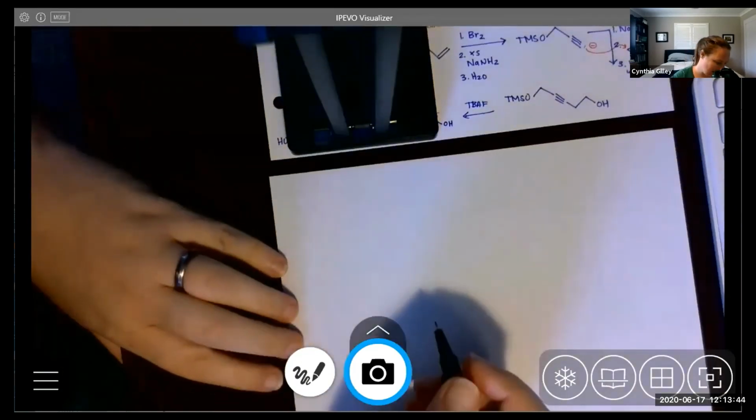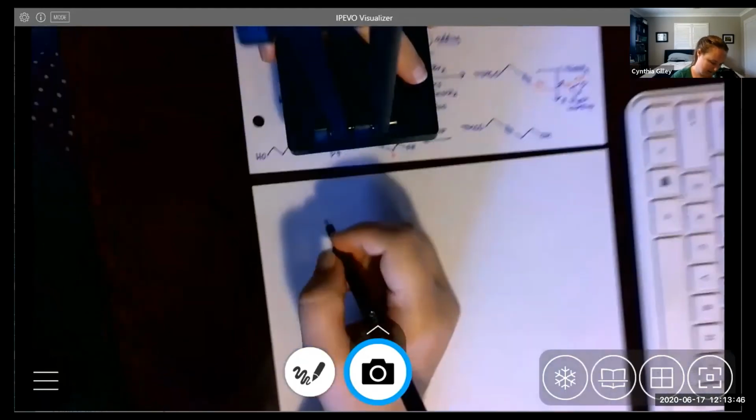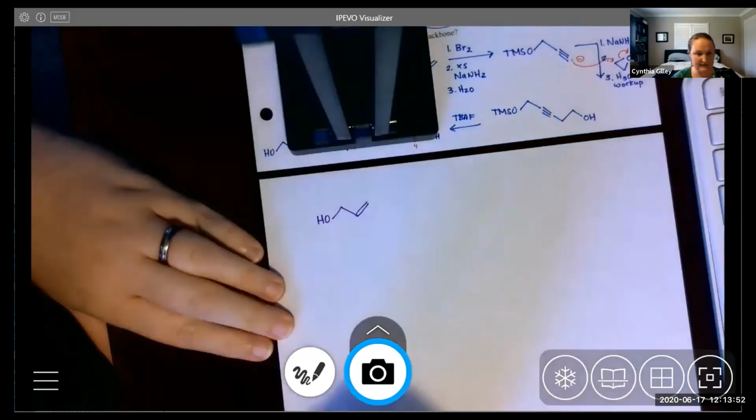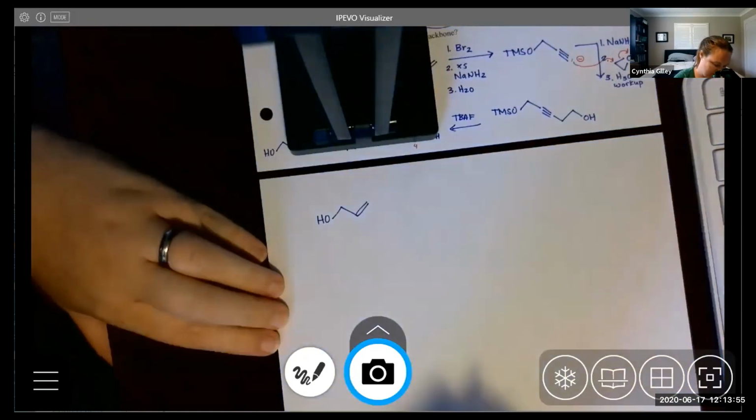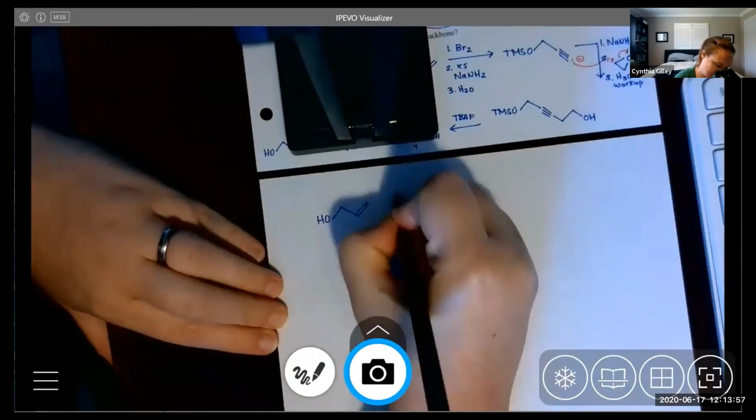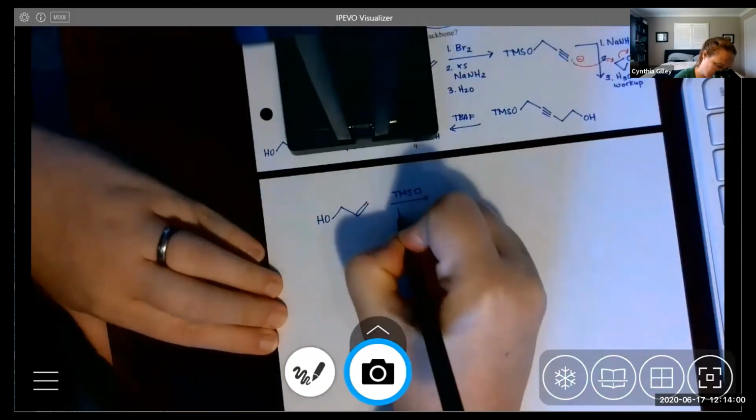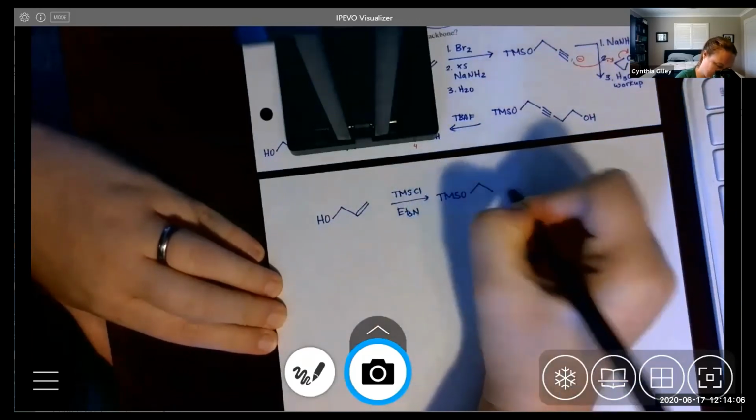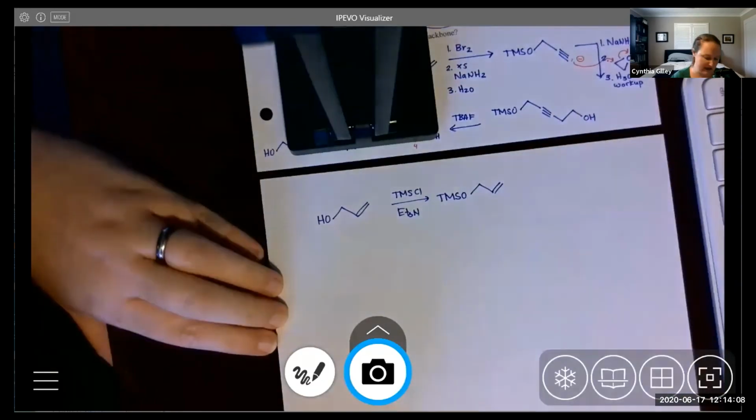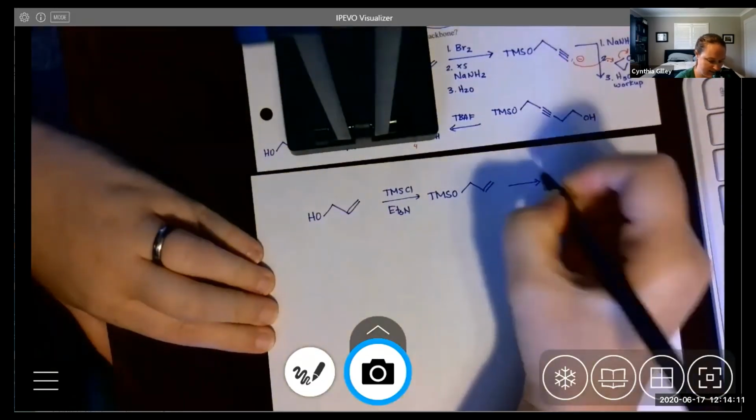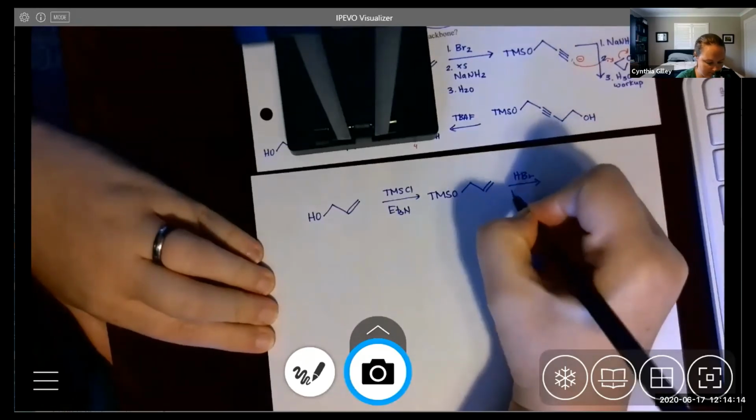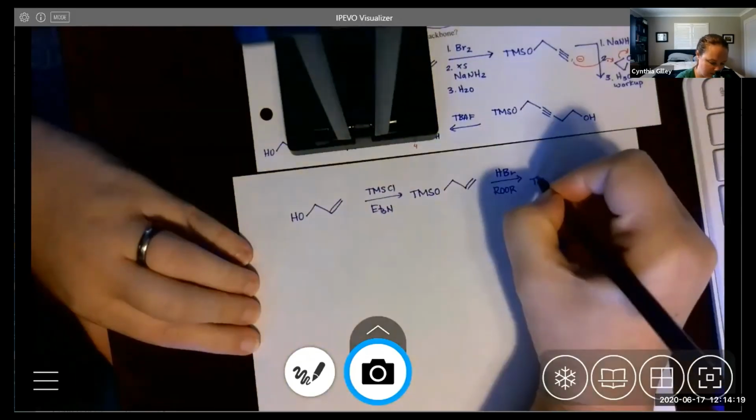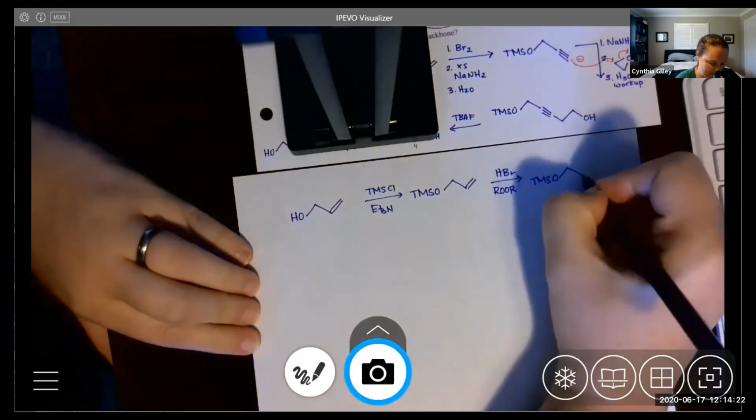Okay, so the next option you might have done is maybe you did what Dr. Wynn did. Follow that. So TMS chloride and triethylamine to protect. He converted this to an alkyl halide. He did an anti-Markovnikov addition of HBr across the double bond. That will put the bromine at the less substituted position.